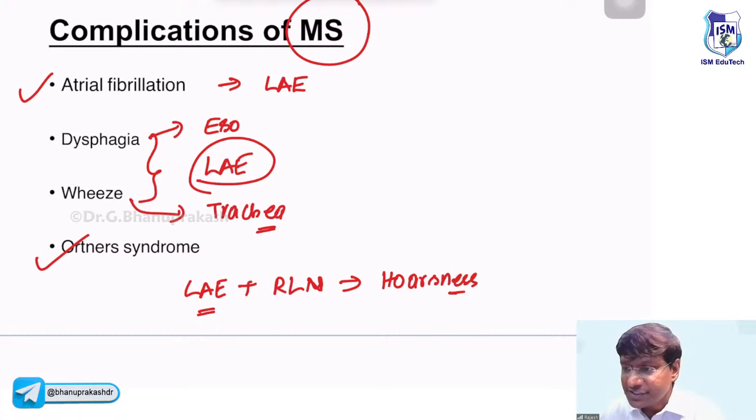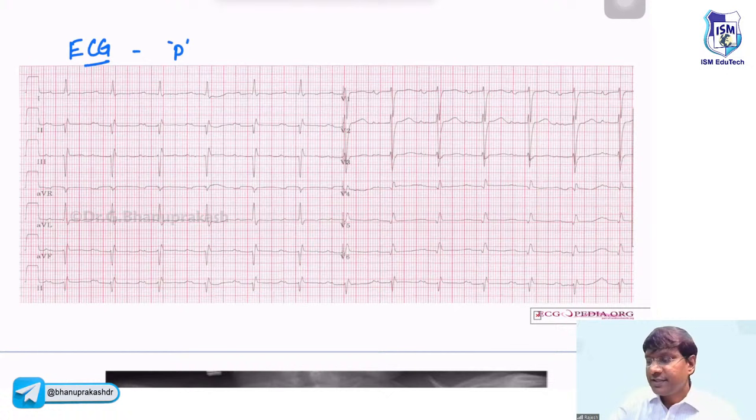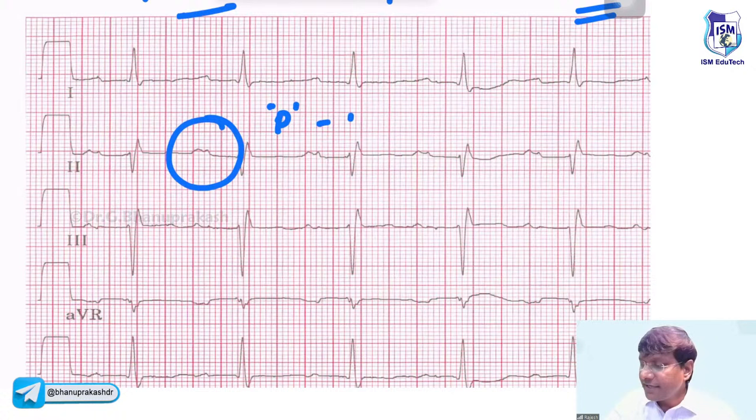Now, coming to the diagnosis of mitral stenosis. If you see the diagnosis, one is by your ECG. ECG will show you the presence of the P mitral, right? What do you mean by the word P mitral? If you take the shape of the P wave, it will be of M shape. That is what is called the P mitral.